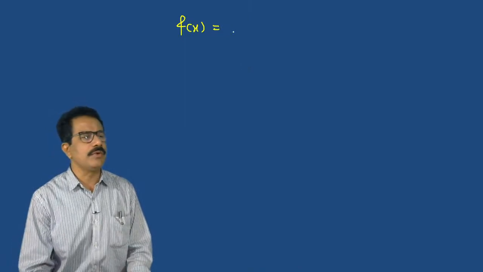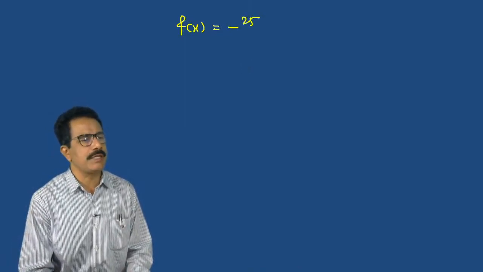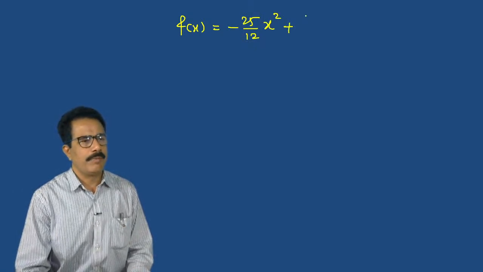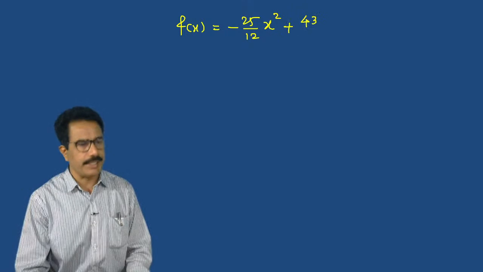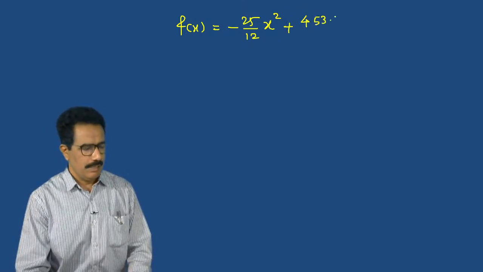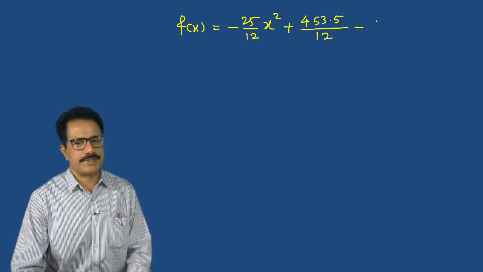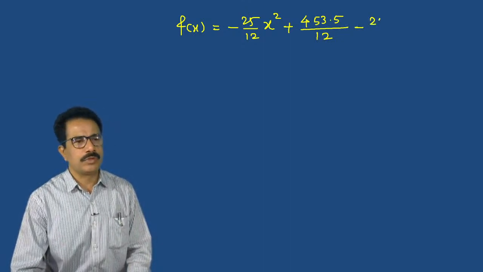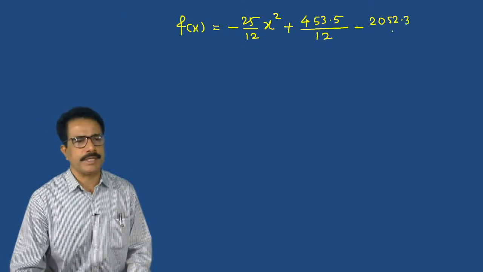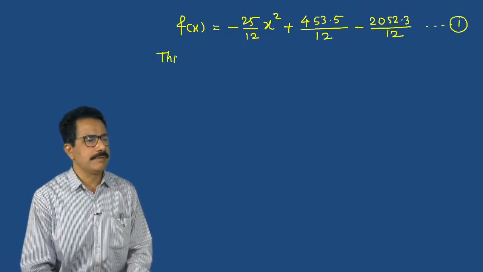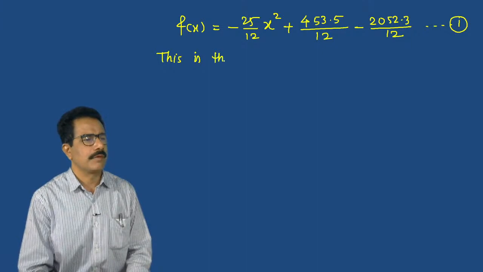The final value will be minus 25 divided by 12 x square plus 453.5 divided by 12 x minus 2052.3 divided by, suppose, 12. This is the required function. This is the unknown function.